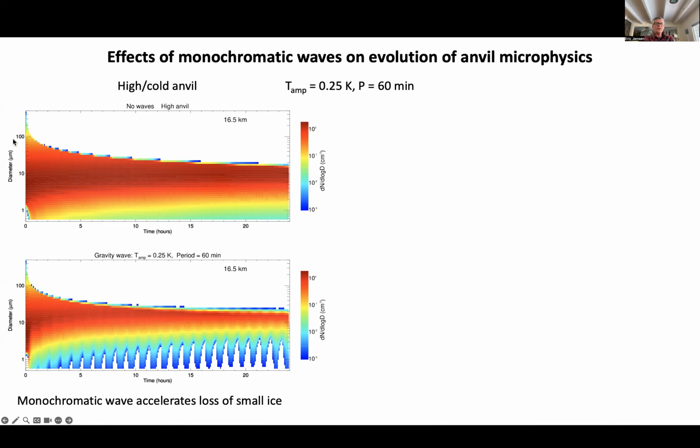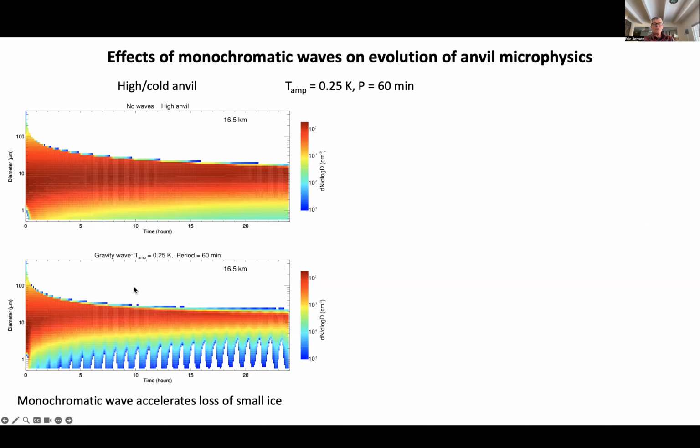And so initially I've got this broad size distribution. The color shading is ice concentration, or dN log D, and you can see the initial broad size distribution. And as I showed in the previous figures, as you go along, you lose the small crystals because of the Kelvin effect, and the large crystals fall out. So you get this narrowing of the size distribution.